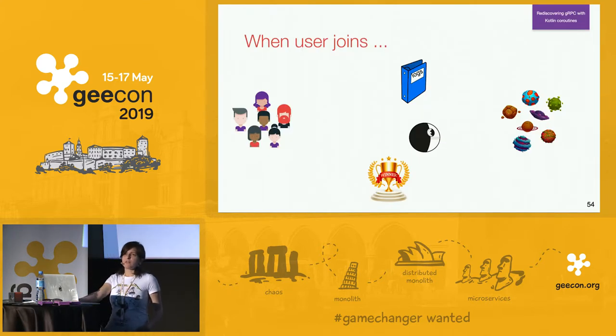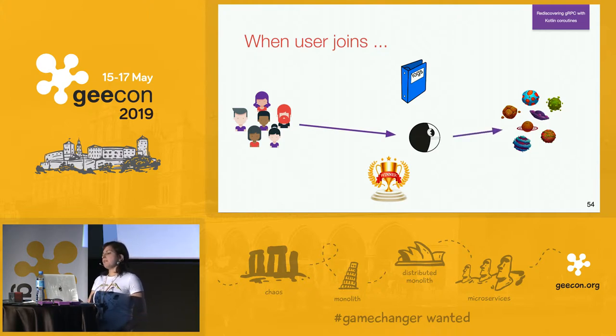In this application, we have two main flows. First flow is user joins. When a user joins our application, you go to our Death Star service. And the Death Star service goes to the Planet service to get all the planets we have in our universe, and then returns it to our user to draw the initial state.